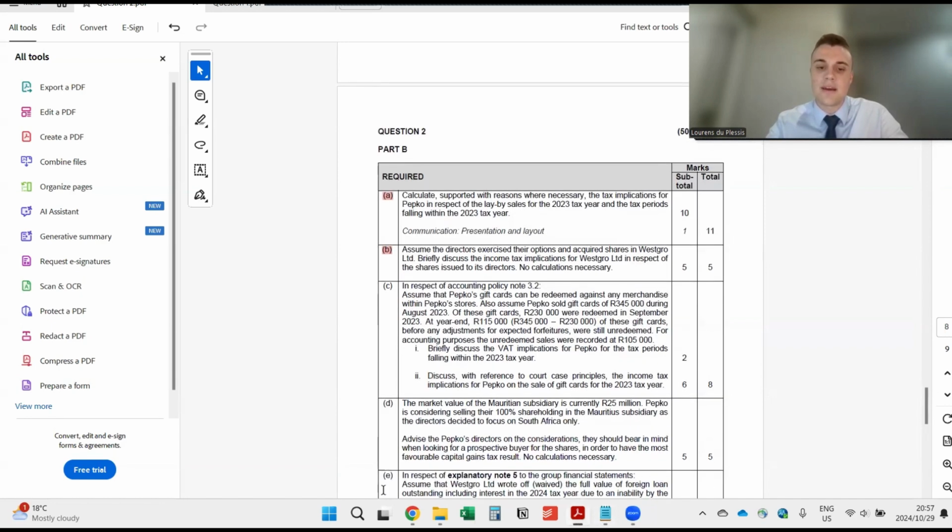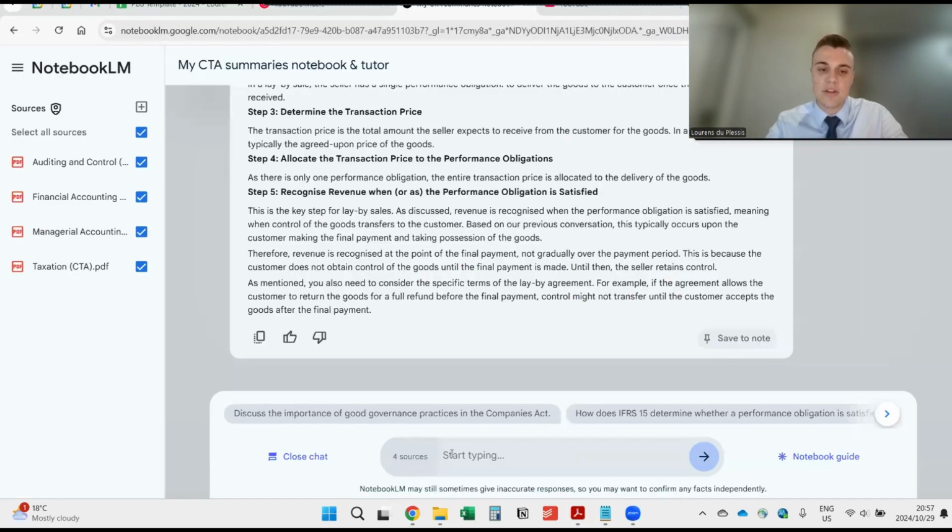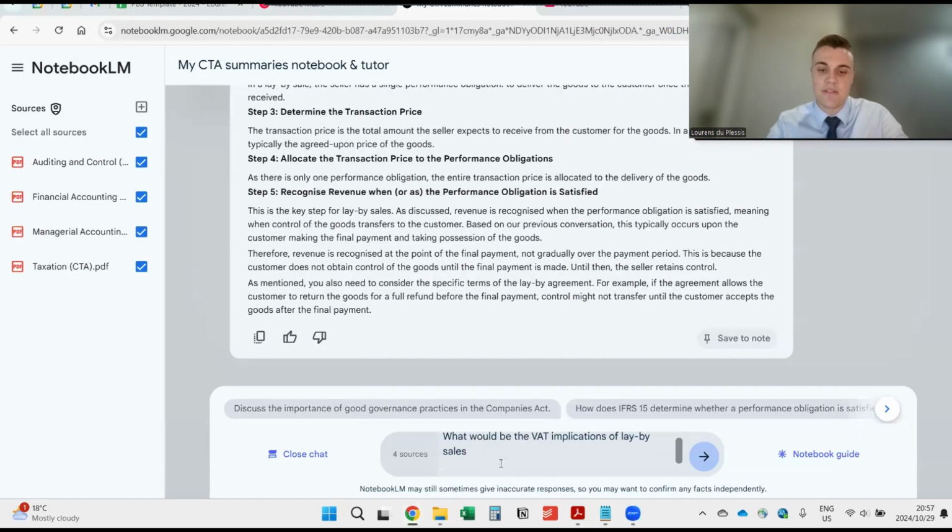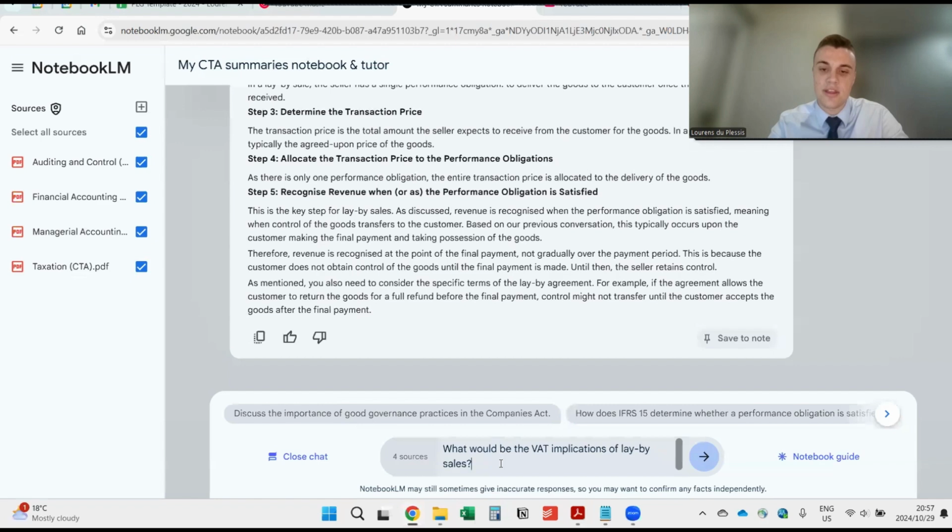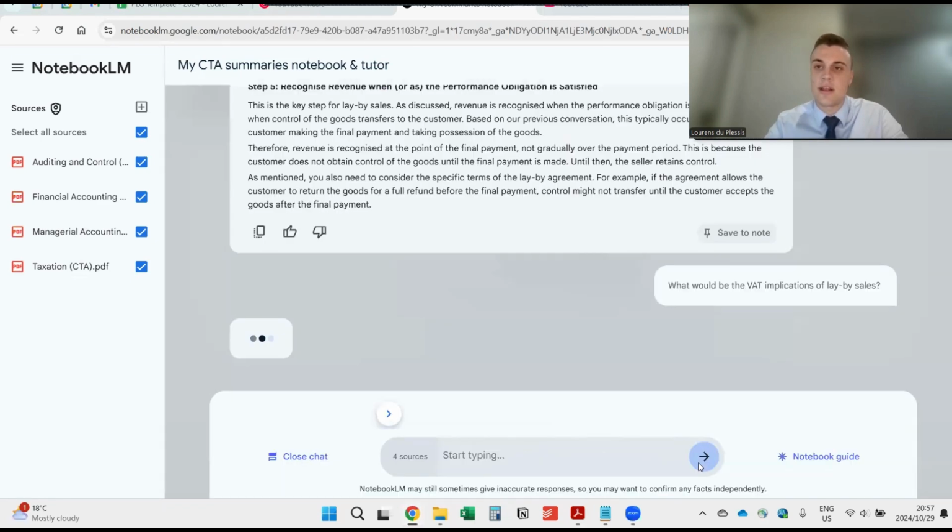So I'm just going to break it down a bit more simply, just to start off. I'm just going to make it VAT. I'm just going to ask it for the VAT treatment. So I've got a question copied here. So I'm just going to ask that. What will be the VAT implications of lay-by sales? Let's see what it tells us.